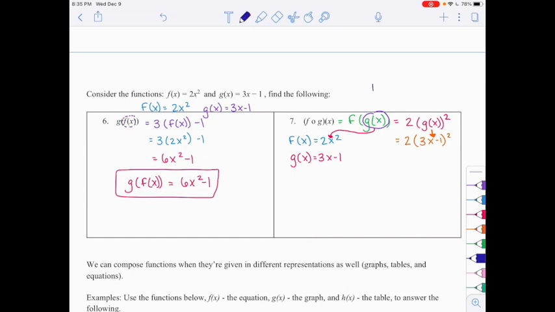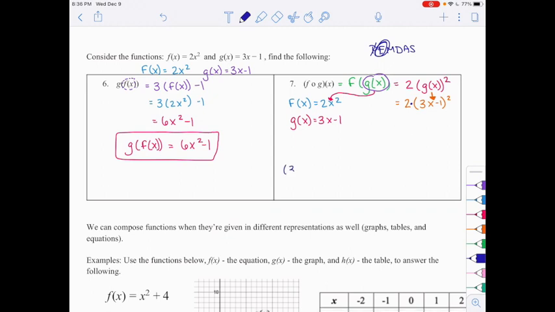PEMDAS is very important here. Parentheses, exponents, multiplication, division, addition, subtraction, right? This says 2 times, so that's multiplication, so I need to do my exponents first. 3x minus 1 squared does not mean distribute the squared. It means multiply by itself, right? Squared means multiply by itself.